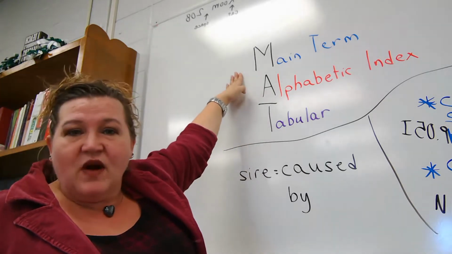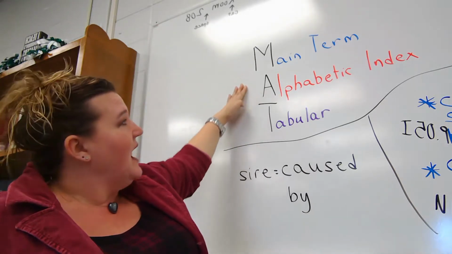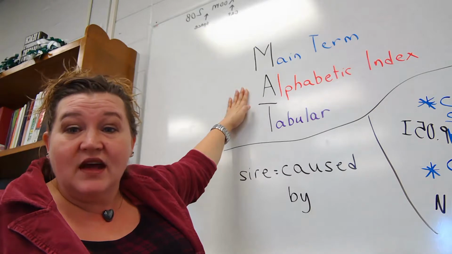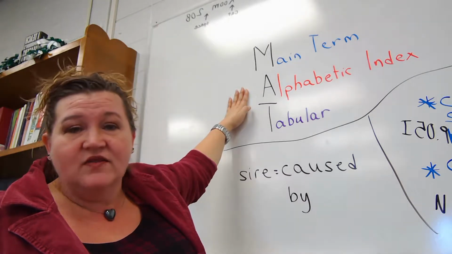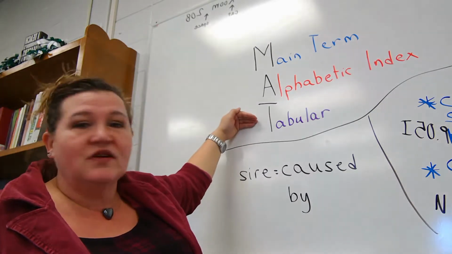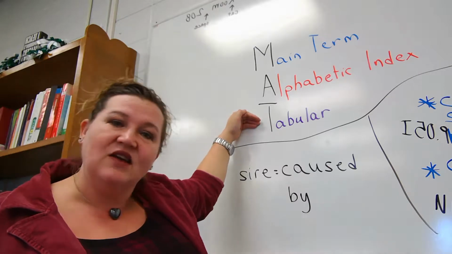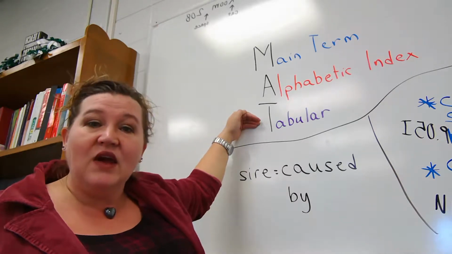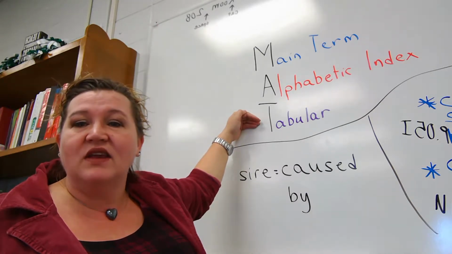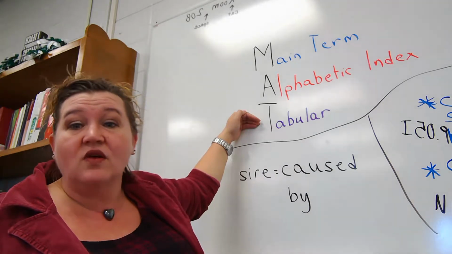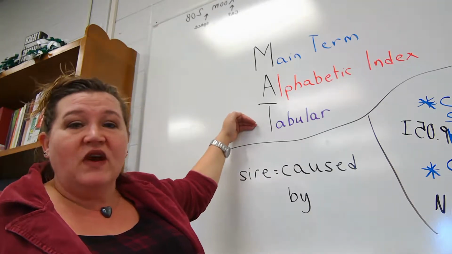So the main term is why they're there after study. Alphabetic index is where you go to look that up, beginning at the front of your code book. And the tabular is where you're going to get additional things like your additional characters, or if you have to have any additional codes, those notes are going to be there. Tabular is very, very important.